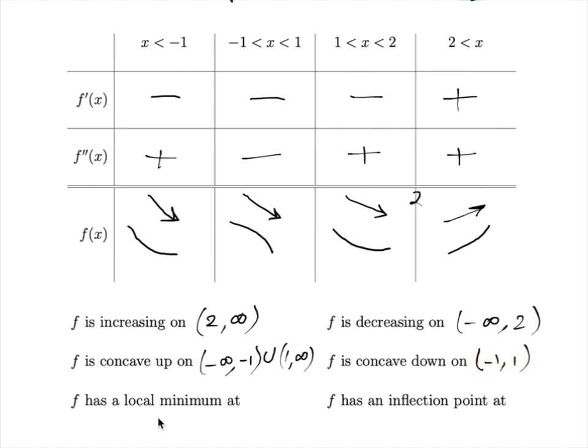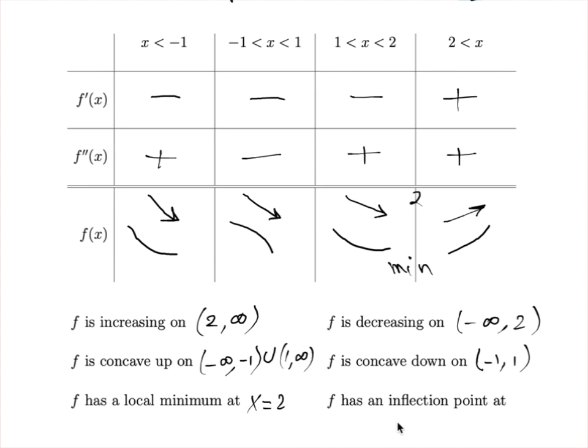Now f has a local minimum at x equal to 2. By the way, this is the first derivative test. At 2, f prime is negative on the left, positive on the right. So at x equal to 2, it has a local minimum.